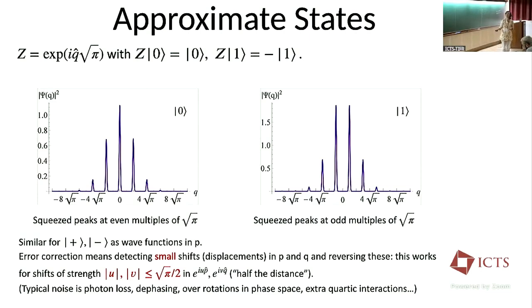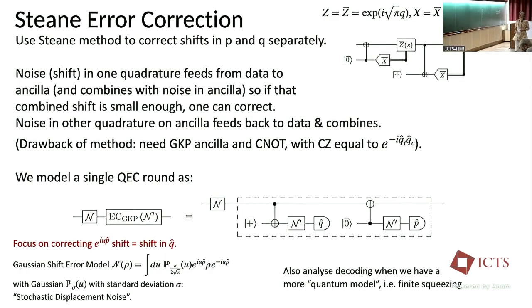Then there's dephasing, there are over-rotations in phase space, there are extra-quartic interactions or correlations or cross-Kerr interactions. There's a lot of other stuff going on. So the interest in this qubit is, of course, to say, how well does it actually perform for these realistic sources of noise? Okay, but that's not what we're going to worry about in this talk.